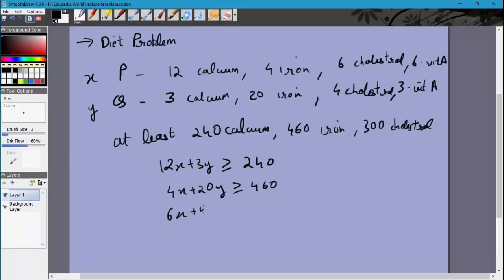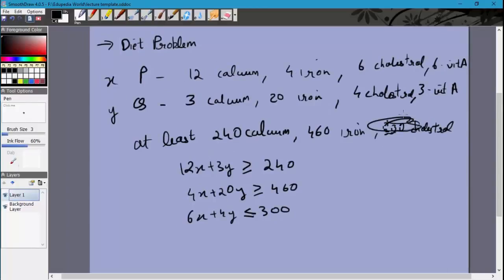Similarly, 6x plus 4y has to be less than or equal to 300. I misread the question. At least these two, I'm sorry. And cholesterol is given to us to be at most, because we want less cholesterol. So here we have a less than or equal to.